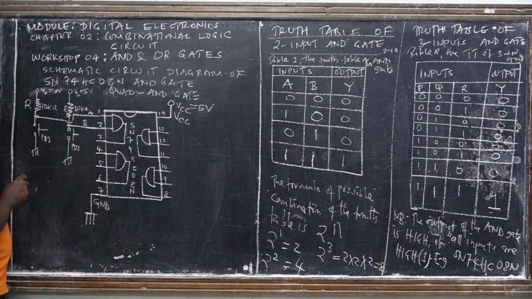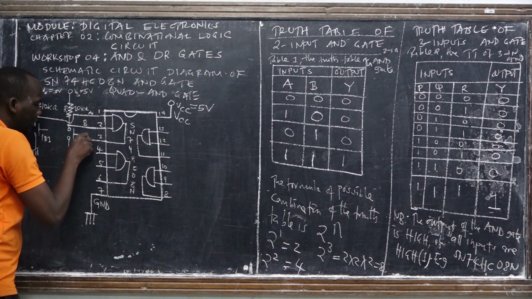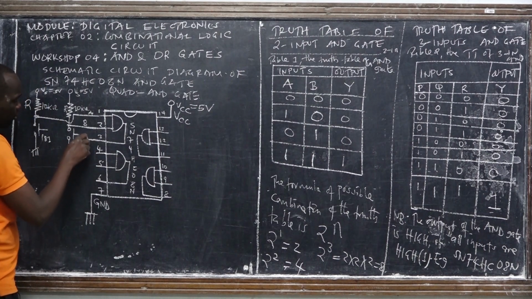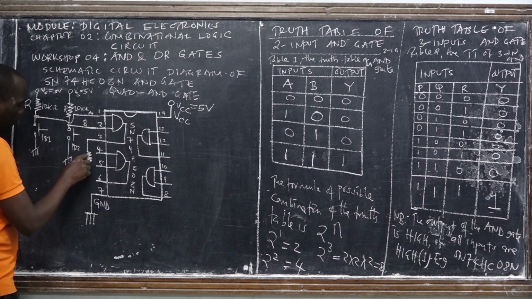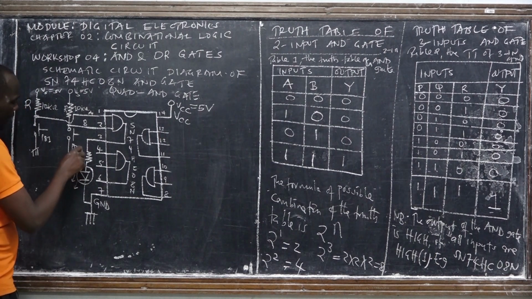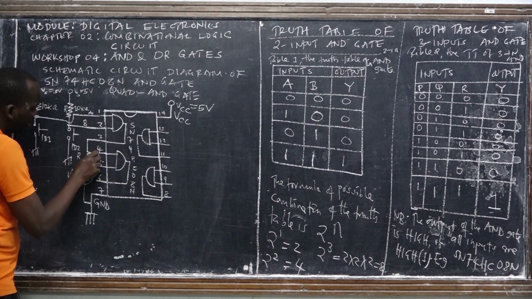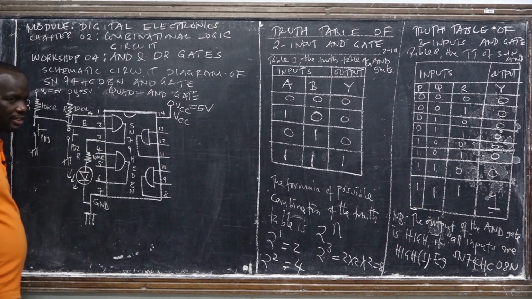Are we together? Then we want to verify our output, so we need the load or the output unit. We have multiple inputs, but we have a single output. Then we connect to the ground. In this case, we have an LED, which represents the load. And at this point, we have a 100 ohm resistor. So this is our schematic circuit diagram.